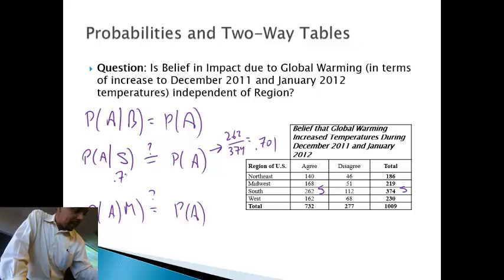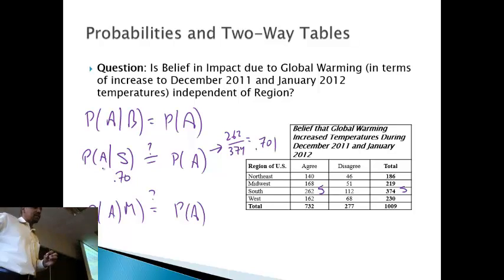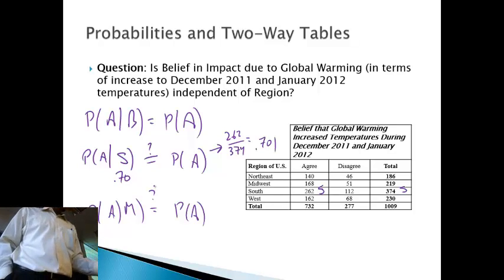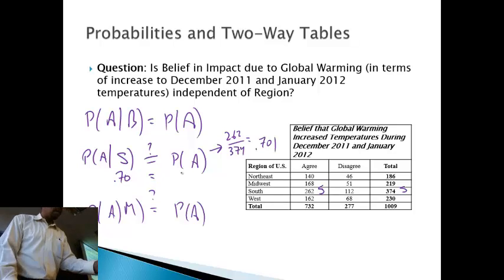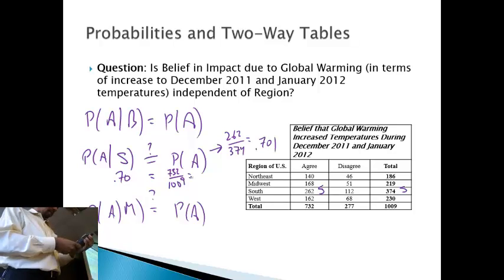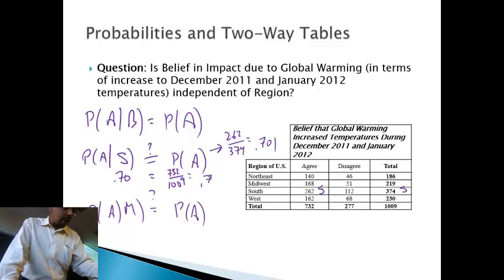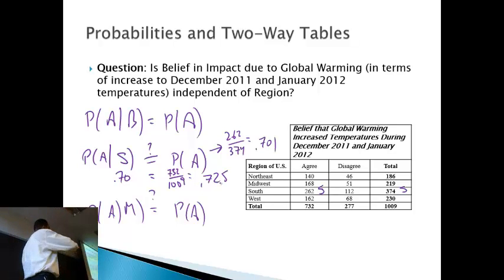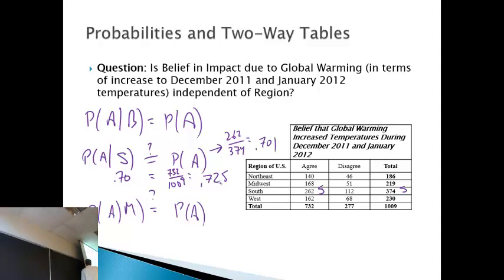Okay, so that's going to be 0.70 is the chance of Southerners agreeing that there's been an impact due to global warming. What's the chance of agreeing overall? Well, agreeing overall is 732 out of 1,009, which is 0.725. All right, so you can already see that these two percentages, 70% and 72.5, aren't quite equal. So they're probably not independent events, but they're not that far off either. So let's try another one as well.